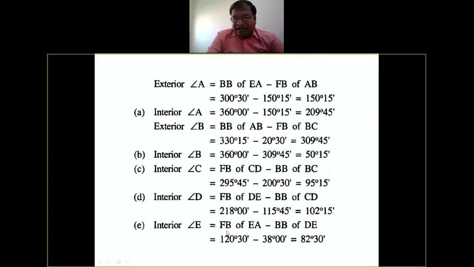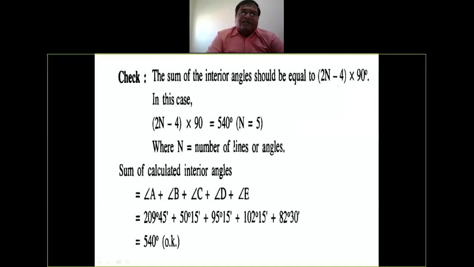And same way you have to calculate for angle E. Forward bearing of EA minus back bearing of D, you will calculate your answer. Once you calculate all the answer, you have to do the check. And the formula is given 2n minus 4 into 90 degree. N is indicate the number of side, number of side. You can take number of side or number of lines or angles.